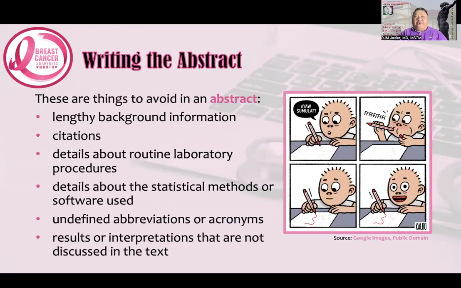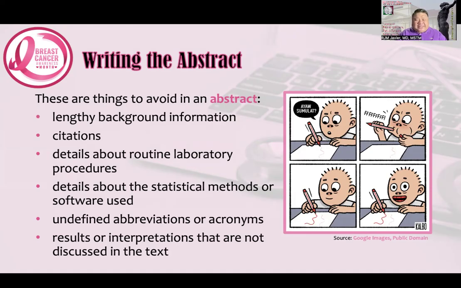These are things to avoid when you are writing an abstract. We don't want lengthy background information. We don't want citations. We don't want you to describe laboratory procedures, especially if it's already routine. You don't have to explain what the PCR test is. It's already given. It's already understood.